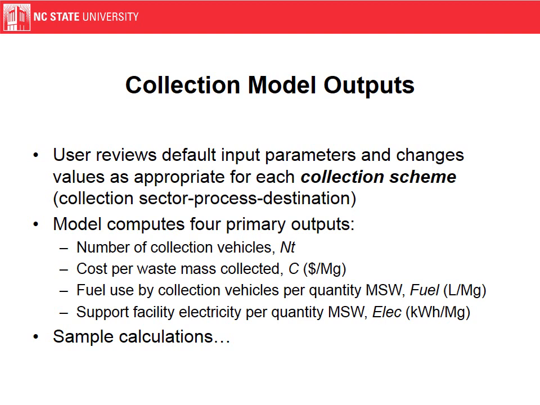So once the user's gone through and defined all the inputs for the collection scheme, the model will then compute a number of outputs. So there are four primary outputs, which are the number of collection vehicles, the cost per mass of waste collected, the fuel use per ton of waste, and the electricity used per ton of waste. We're going to talk about a few sample calculations to give you an idea of what happens in the model.